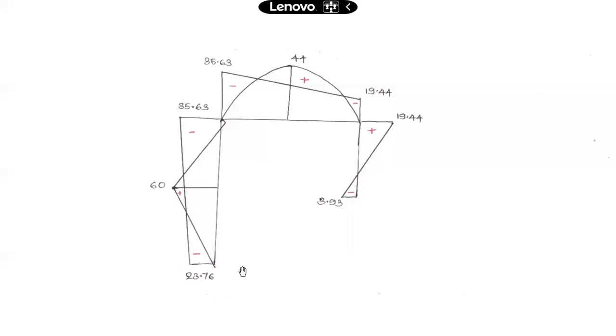Again, I am just checking the direction of movement. So if it is trying to bend the column towards left, I have taken the ordinate towards left. If it is trying to bend it towards right, I have taken the ordinate towards right. Like that, I have plotted this bending moment diagram.